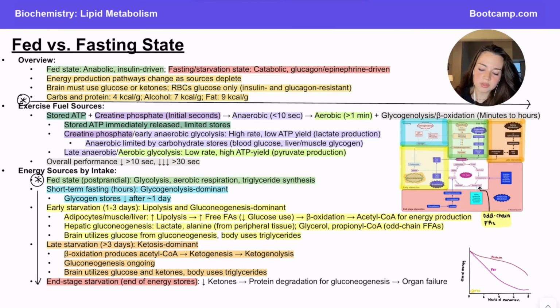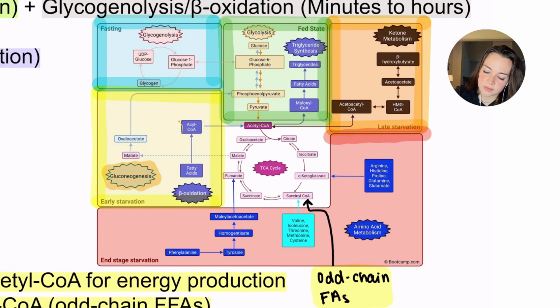No more energy stores means you cannot make ketones anymore. And your body, in one last ditch effort to make energy, is going to start degrading proteins in your body for gluconeogenesis. And eventually it will start to degrade your muscles and your organs. And that is when you reach organ failure and ultimately death. Here is our end stage starvation box.